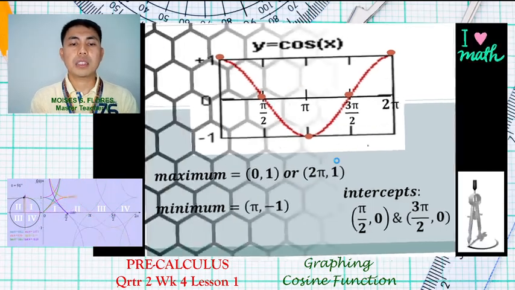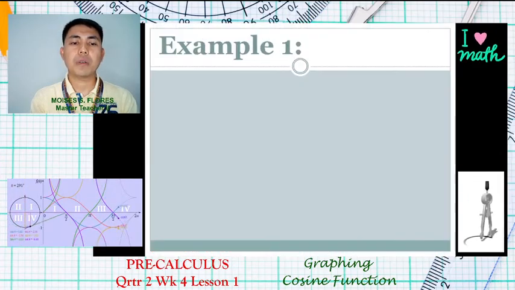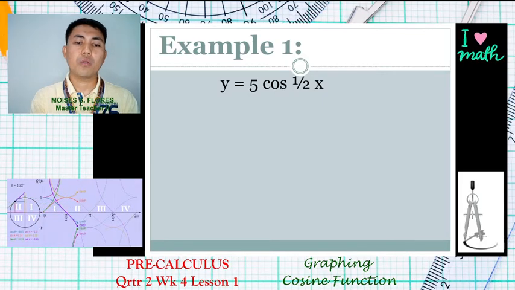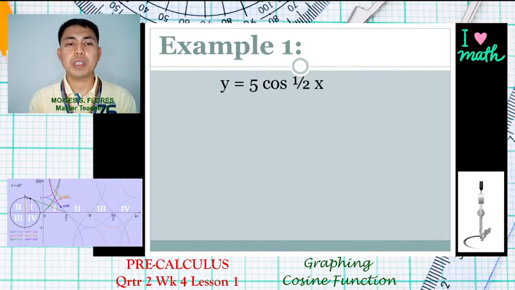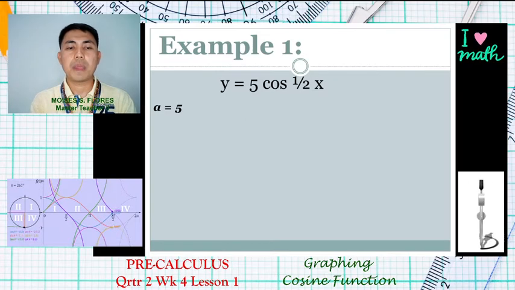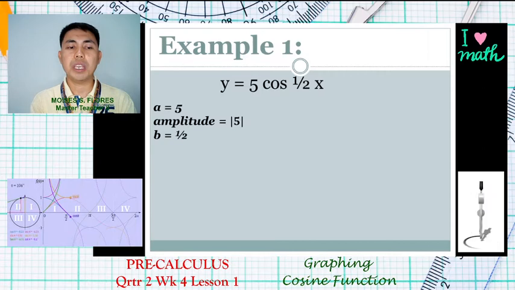Okay, let's try another example. What if this time our example is y equals 5 cosine 1 half x. Our first step is to determine the terms a, b, c, and d. Now we have a is 5. 5 is therefore our amplitude. And your b is 1 half.